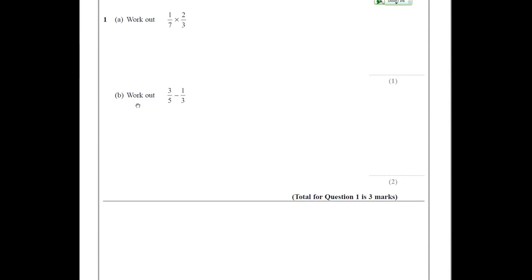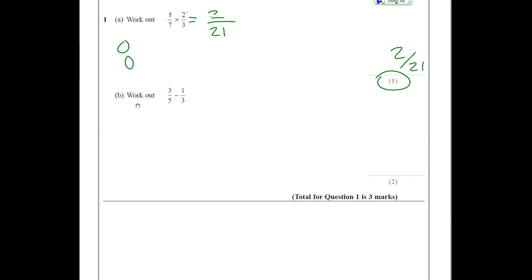Now, people worry about fractions because they don't know what to do when it's plus, minus, multiply, divide. You do need to learn the 4 different things to do. I remember multiply is the easiest one. That's why you only get 1 mark for it. 1 times 2 is 2. 7 times 3 is 21. So your answer is 2 over 21.